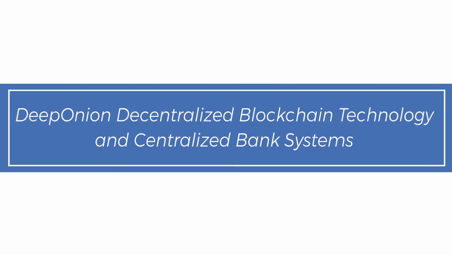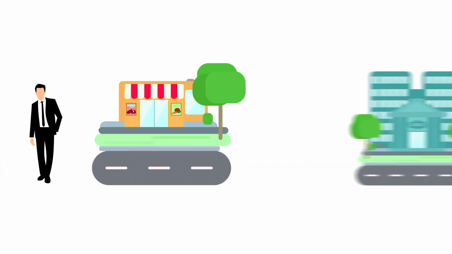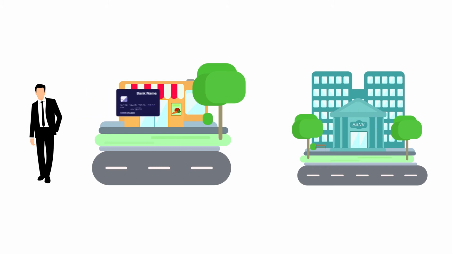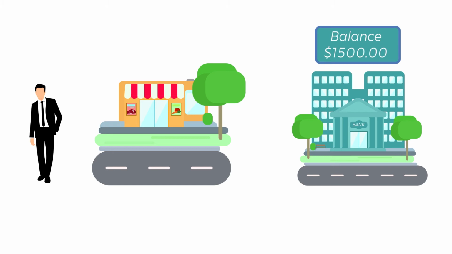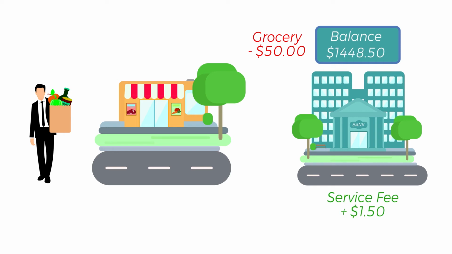DeepOnion decentralized blockchain technology and centralized bank systems. When you go to pay for something at the store using your bank card, a message is sent to the bank. The bank checks to see if you have enough money to pay for it. Then, once you pay for the item, the bank records the payment to the store and decreases your balance. The bank also takes a fee for this service.